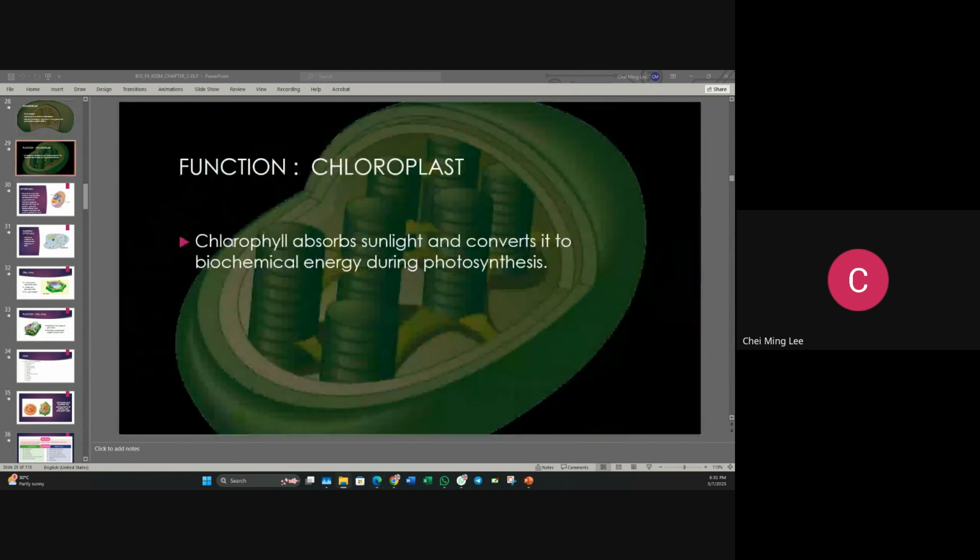Okay, so the function of chloroplast is it will absorb the sunlight and convert it to biochemical energy during photosynthesis. Okay, all right, jot this down.